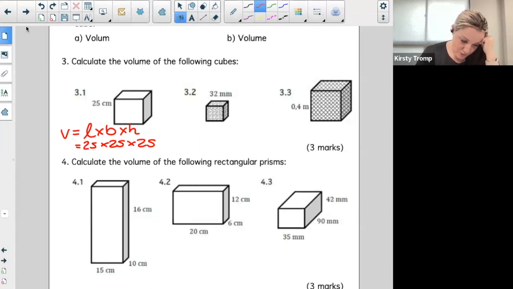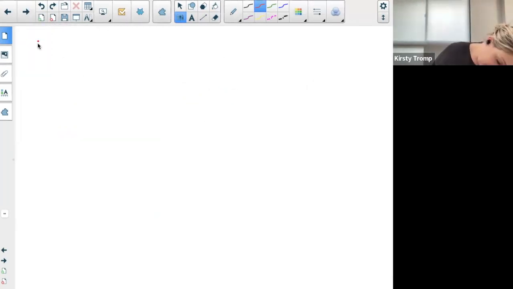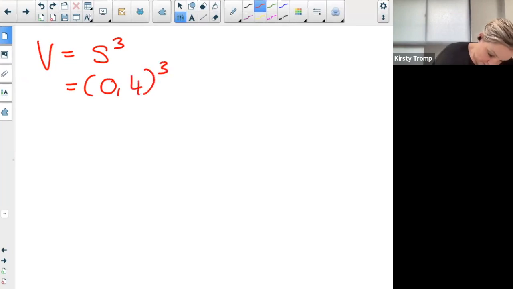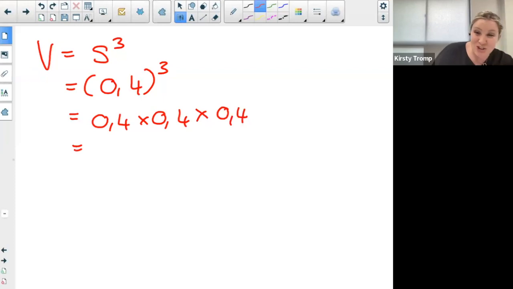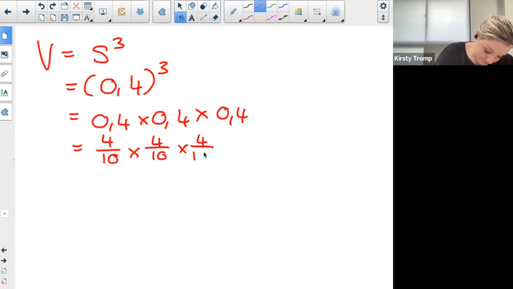Ma'am, can you please explain how you got the answer for 3.3? Sure. So for 3.3, we've got 0,4. Volume equals side cubed. So 0,4 to the power of 3. So 0,4 times 0,4 times 0,4. Now, Anam, if you're not doing it with a calculator and you're doing it by yourself, in your head or on paper, then 0,4 is the same thing as saying 4 over 10 times 4 over 10 times 4 over 10. Am I right? Yes, ma'am.